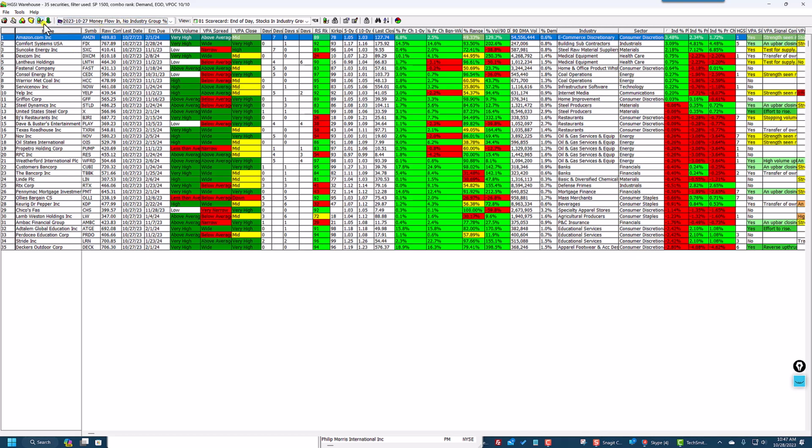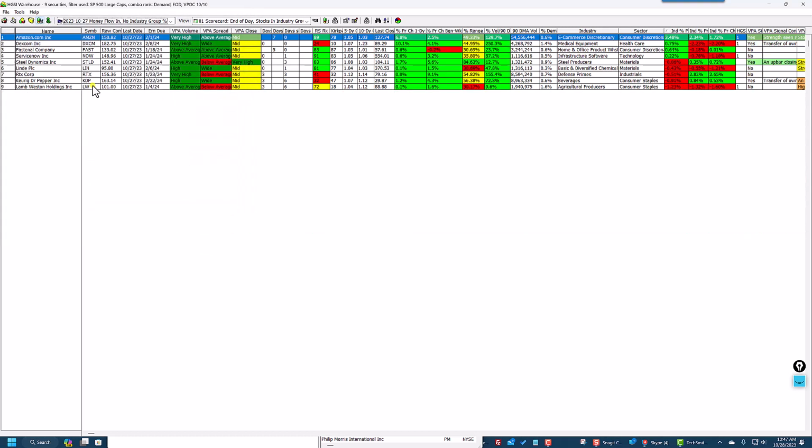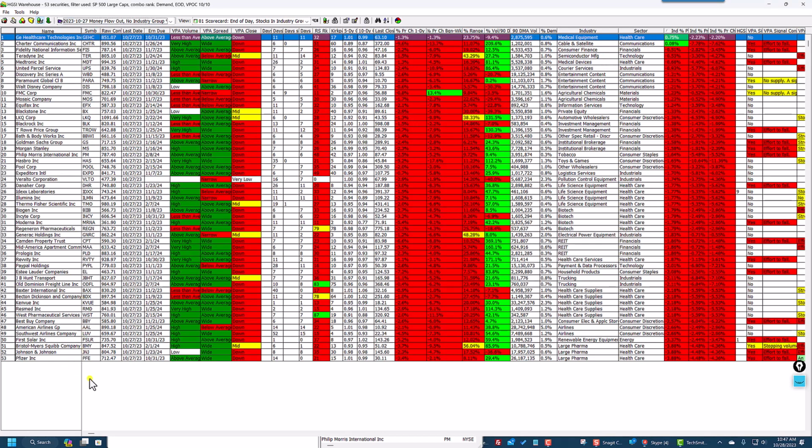If I want to narrow that down and only look at large cap S&P 500 stocks, that cuts it all the way down to 9 flowing in and 53 flowing out. So you can get a real sense of direction, or a real sense of the market capitalization of the stocks that are flowing in and out.